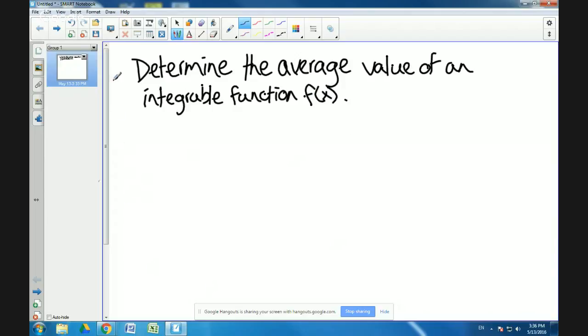Okay, so that's number one. Another one, the volume.